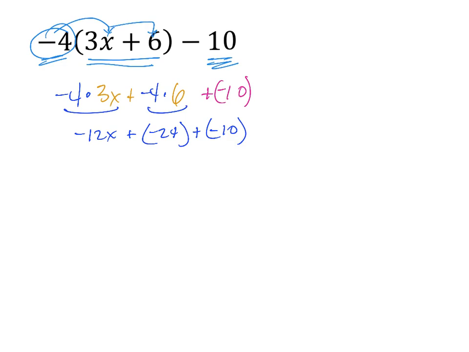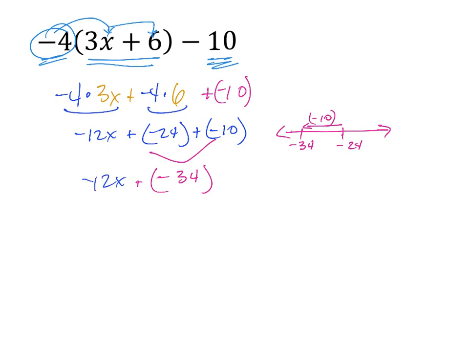My like terms are here. Negative 24 plus negative 10 is going to be, again, if you're not sure, draw a number line. Negative 24, and if I'm adding a negative, I go to the left. So that's going to be plus negative 10, and that means I'm going to be at negative 34. So this is going to be negative 34, and then I'm adding that to the negative 12x.